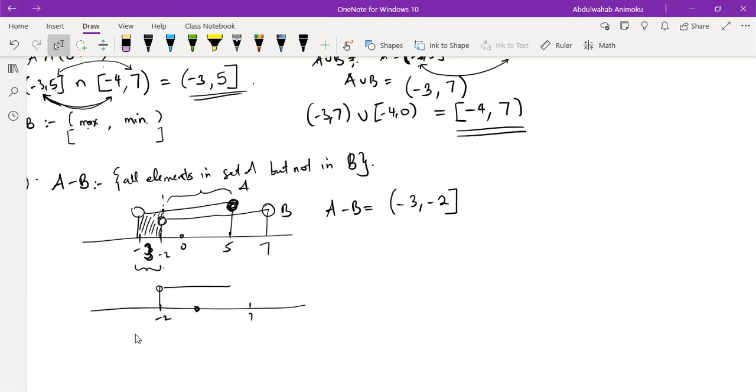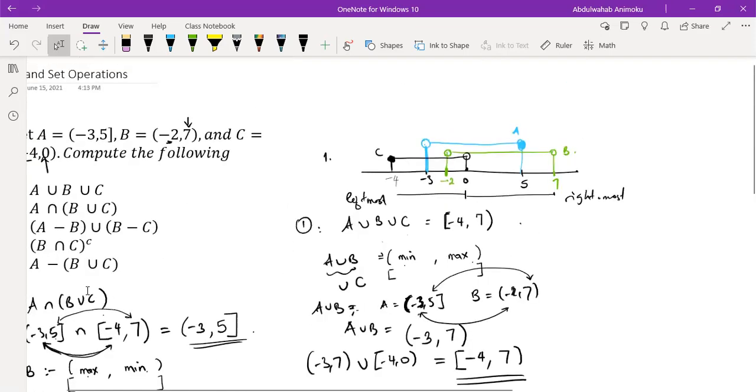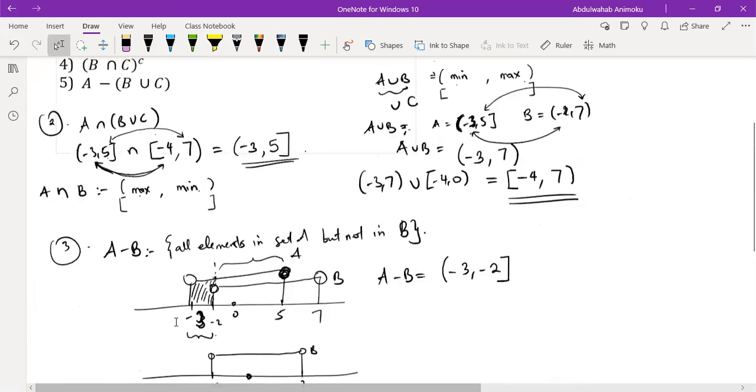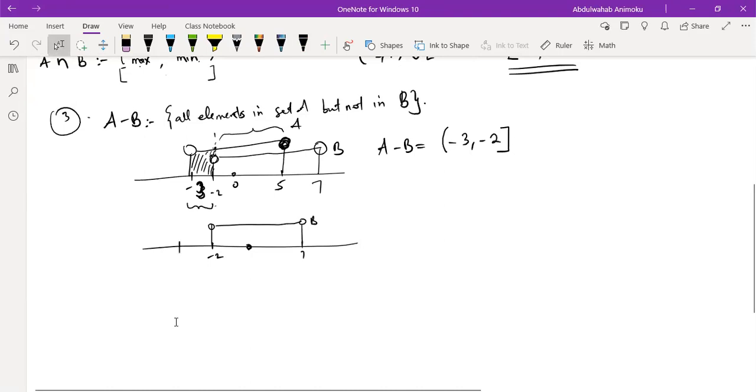So I think this is easy to draw now. And let's check set C. What was set C? Set C is between minus 4 and 0 with minus 4 inclusive. So between minus 4 and 0, this is set C, right? This is set C, B and C. Now, B difference C would mean the elements in B but not in C.